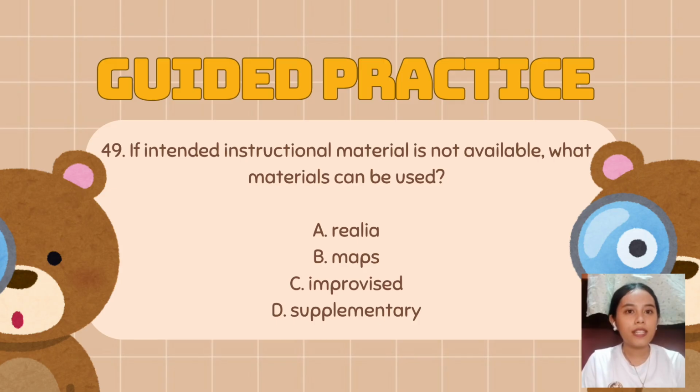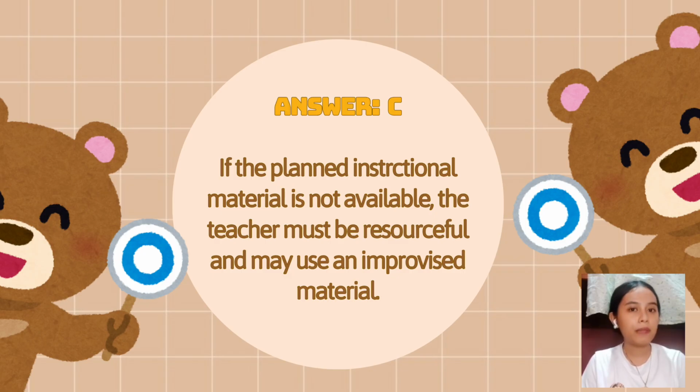49. If intended instructional material is not available, what materials can be used? A. Realia, B. Maps, C. Improvised, or D. Supplementary. The answer is letter C. So if the planned instructional material is not available, the teacher must be resourceful and may use an improvised material.